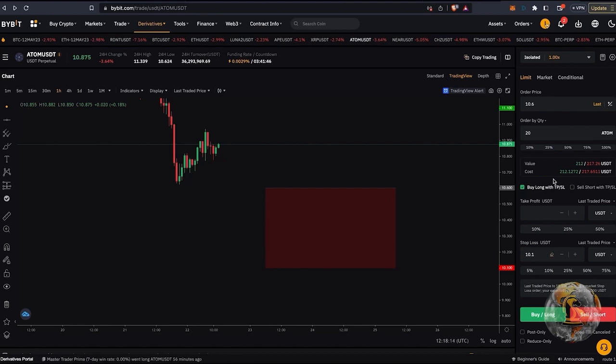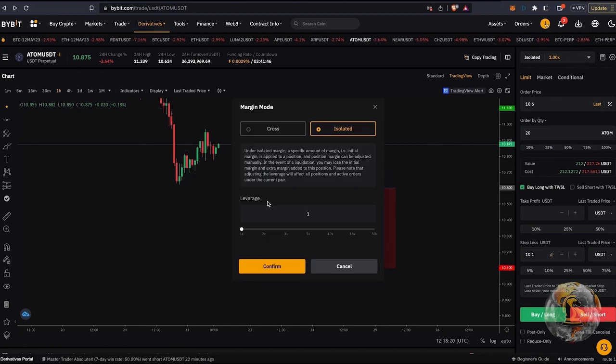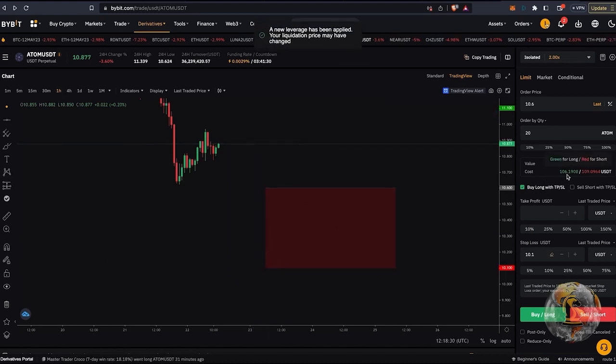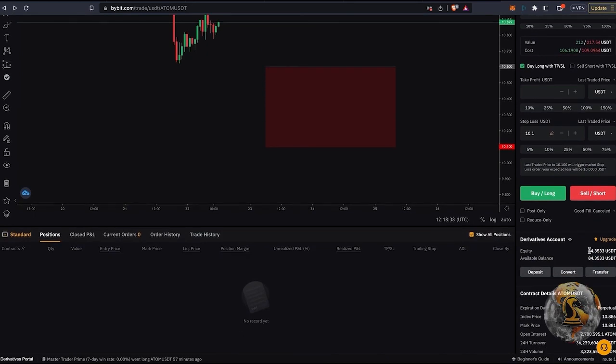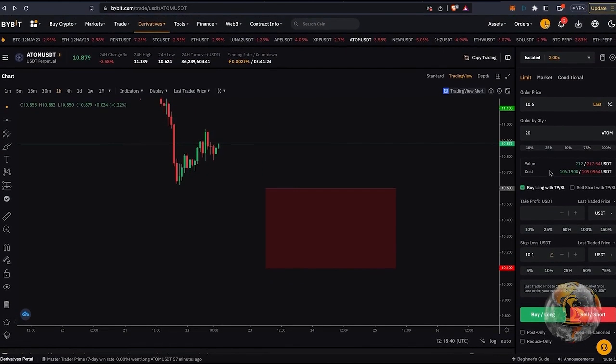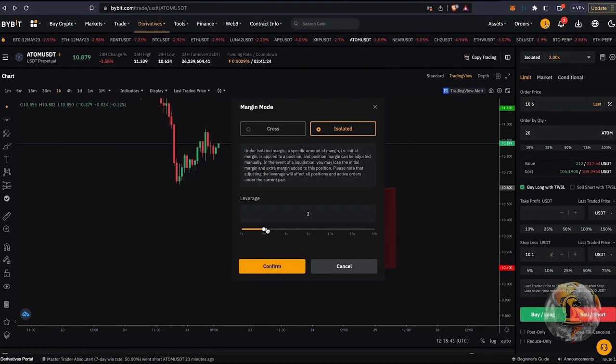I have 84, the cost is 212. So what do? Now we use leverage. So very simply, I want to move the leverage bar across until I have enough collateral for the cost of the trade. So if I move it to 2x and I confirm, we'll see that the cost is now 106. The cost has basically gone in half because I'm using 2x leverage. But that's no good. I have $84. The cost is 106. Still too expensive. I can't do it.